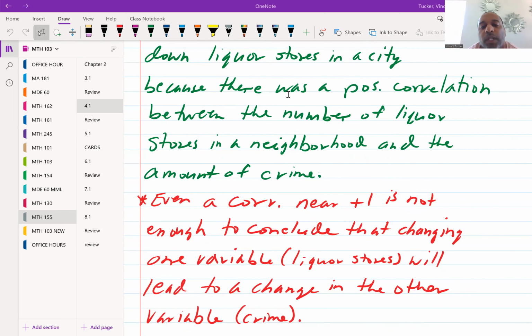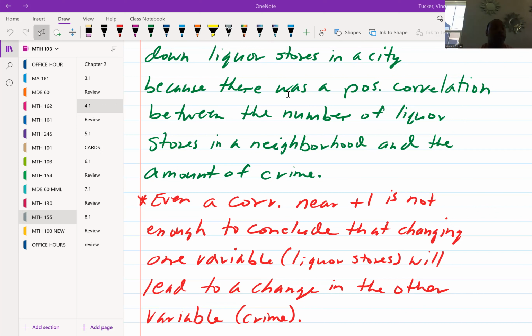All right, so even a correlation near positive one is not enough to conclude that changing one variable, liquor stores in this case, would lead to a change in the other variable, which is crime. So you cannot assume that just because liquor stores are in a space that crime is going to be high, or that if you were to remove liquor stores, crime would be lower because the liquor stores are now gone. Different things play a role in that.